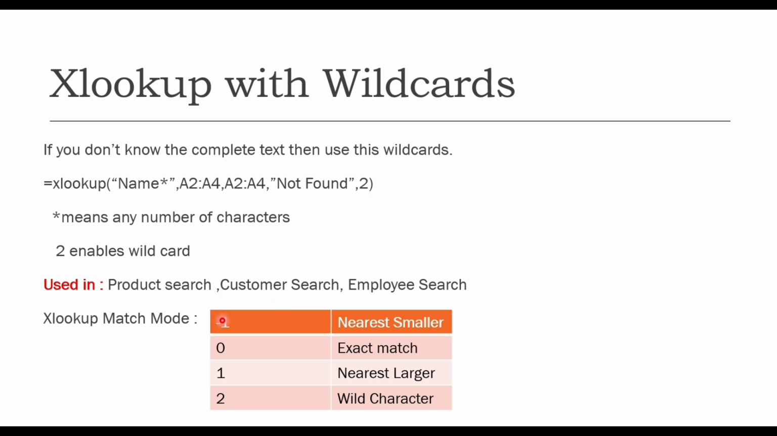So in XLOOKUP, we have the match mode. -1 is for the nearest smaller value, 0 is for the exact match, 1 is for the nearest larger value, and 2 is for the wildcard characters. So let me show you with the example now.